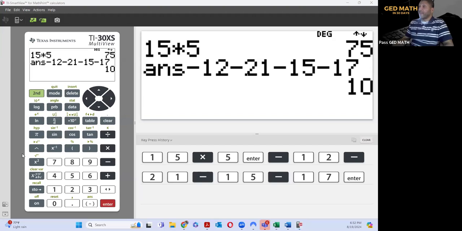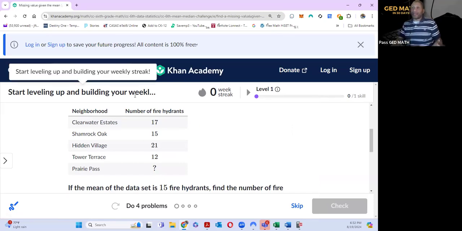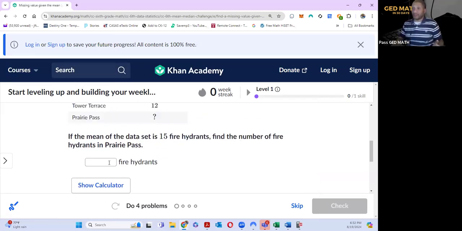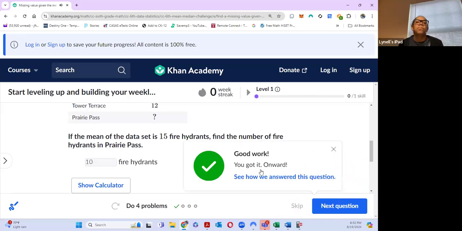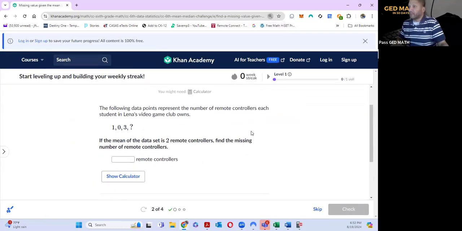So remember, if you had problems with finding the missing value given the mean, you can go right on Khan Academy and go to this exercise. So what I said was 10. Khan Academy is going to give you a bunch of different word problems. If the mean is 2, so I need 2, 4, 6, 8. 8 minus 4 is 4. That's easy. I'm done. Easy.